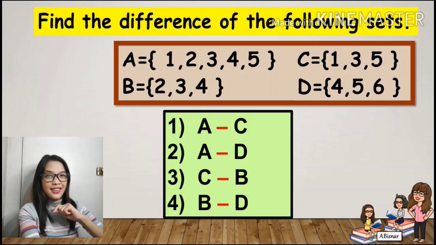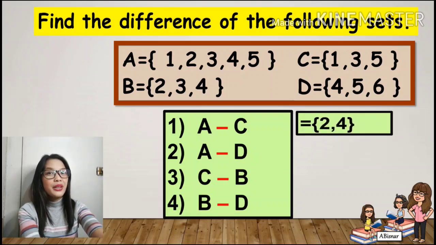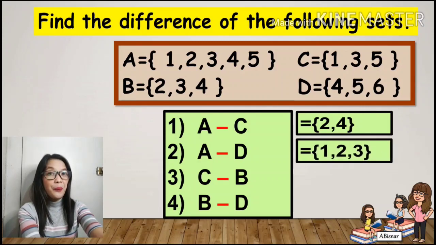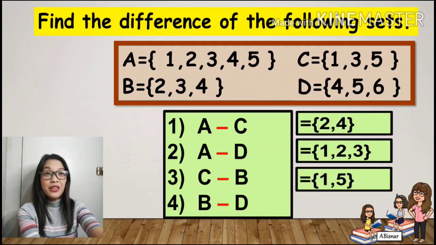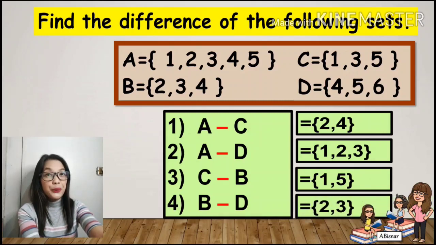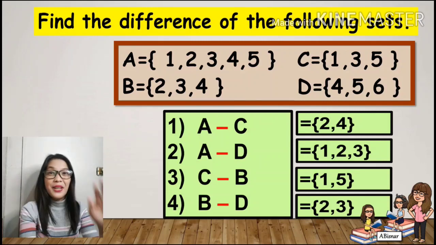Let's check your answers. For number 1, the difference will be 2 and 4. Number 2, the difference will be 1, 2, and 3. Number 3, the difference will be 1 and 5. And for number 4, the difference will be 2 and 3. Well, if you get 4 out of 4, then very good.